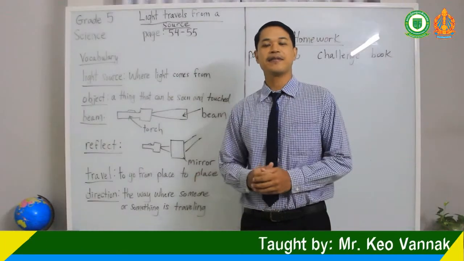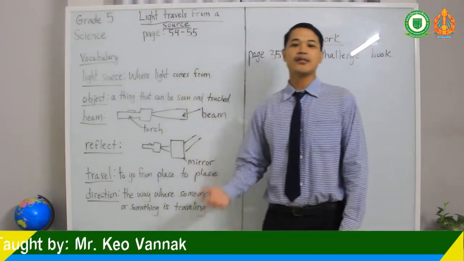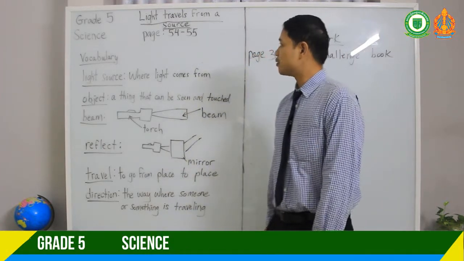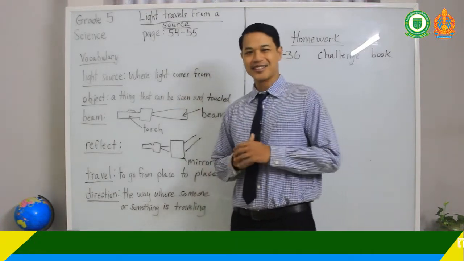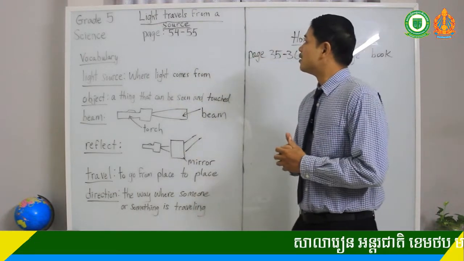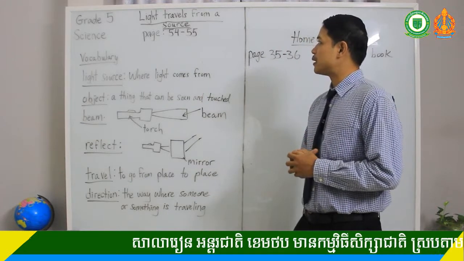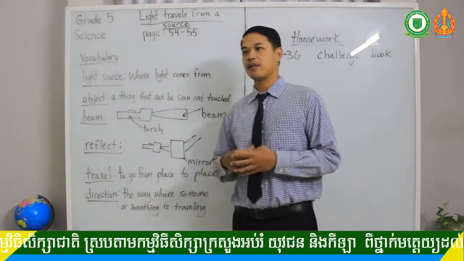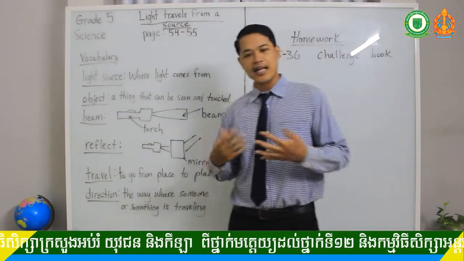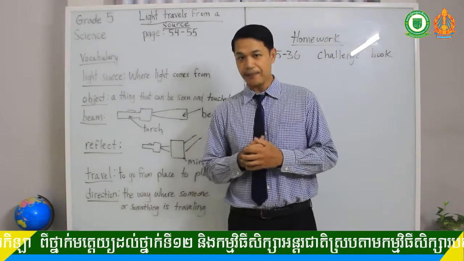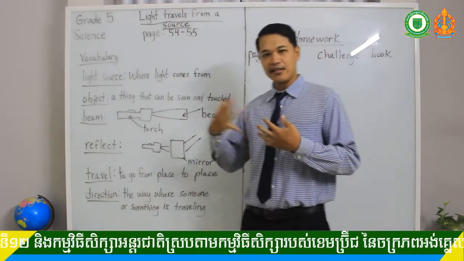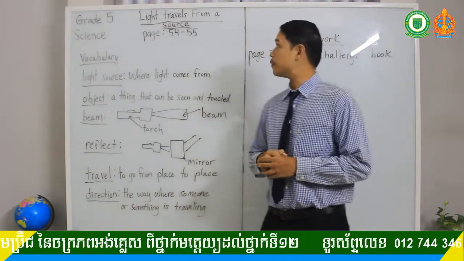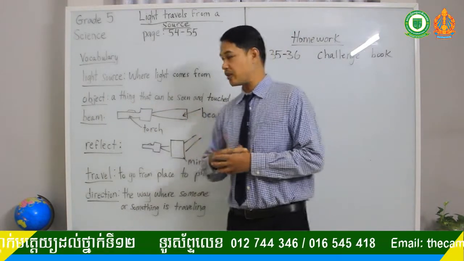Hello, grade 5, and welcome to our last video of the day. Okay, so let's begin. So this lesson, right? Light travels from a source. So remember, light has to come from somewhere, right? Okay, so that somewhere is the source. So light travels from a source, it comes from a source.